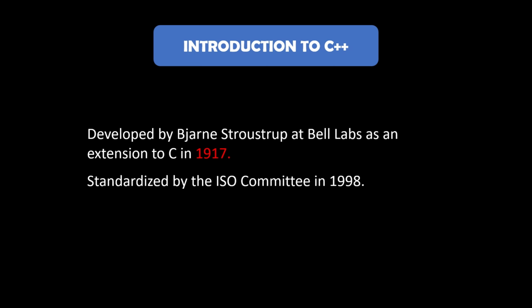So as we have seen how programming languages produce the desired output and perform the instructions, it's time to proceed to what is C++. It's a high-level programming language developed by Bjarne Stroustrup at Bell Labs as an extension to C. But not in 1917, that is wrong. So drop in the comment when C++ was developed. If your answer is 1979, you are totally correct, and it was standardized by the ISO committee in 1998.